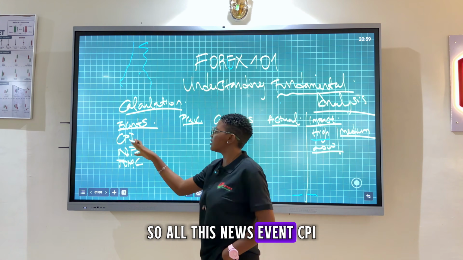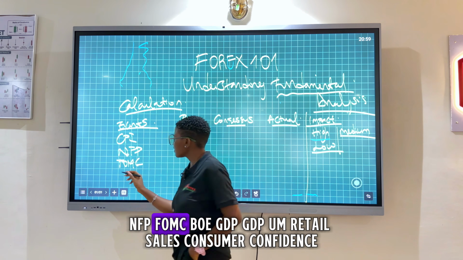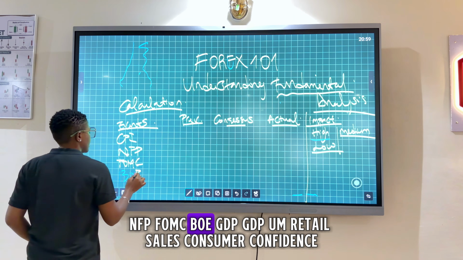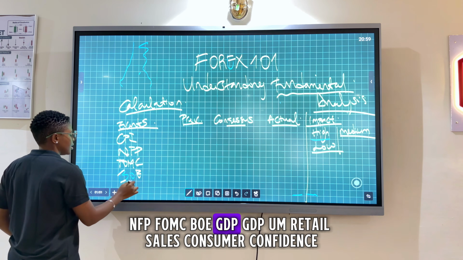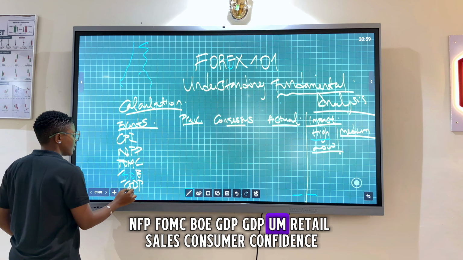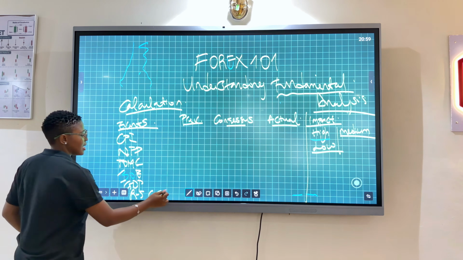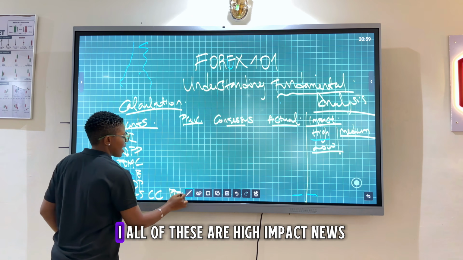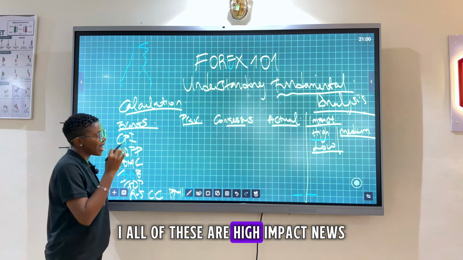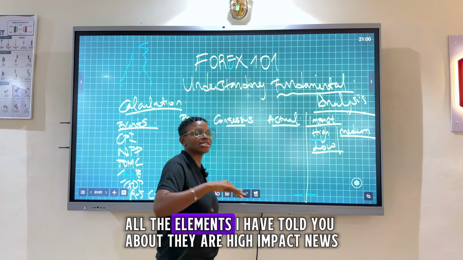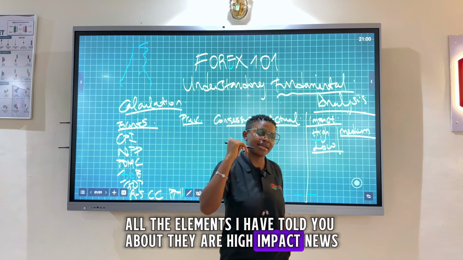So all these news events, CPI, NFP, FOMC, BOE, GDP, retail sales, consumer confidence, manufacturing PMI, all of these are high impact news. All the elements I have told you about are high impact news.